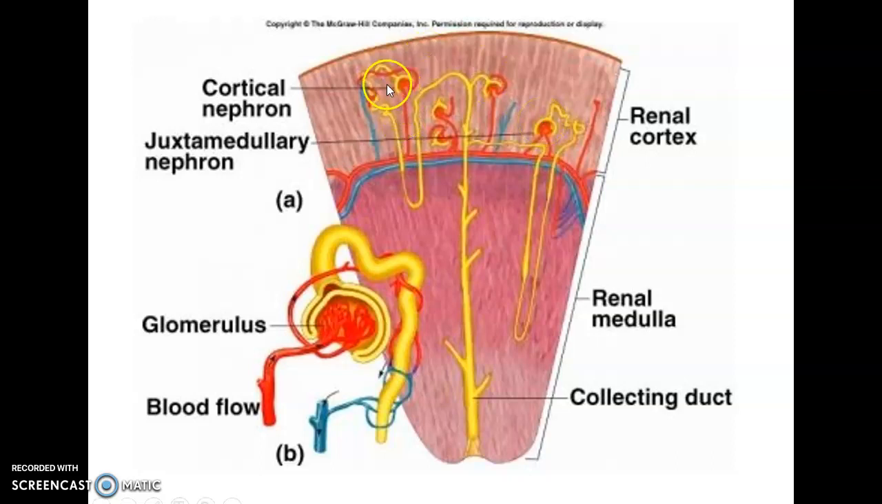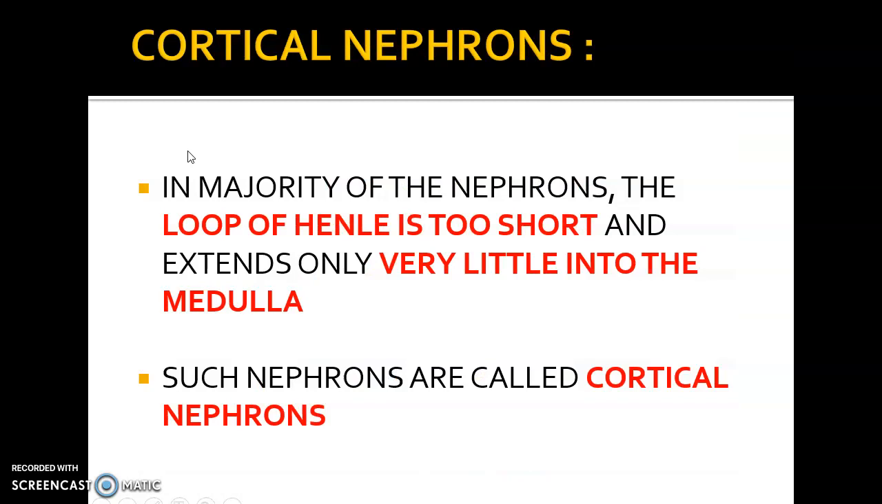So based on the location of the nephron in the kidney, if most of the part of the nephron is lying in the cortex region, then we'll call it a cortical nephron. And if we find that the Henle's loop is going deep beneath the medulla region, then we'll call it a juxtamedullary nephron. So what is a cortical nephron? In the majority of the nephrons, the loop of Henle is too short and extends only very little into the medulla. Such nephrons are called cortical nephrons.